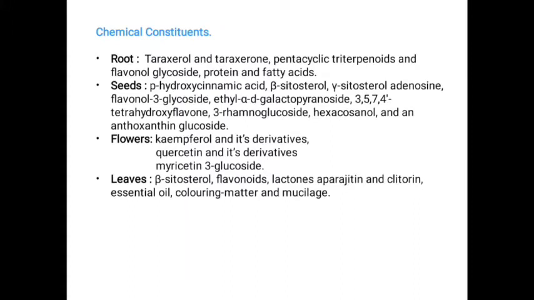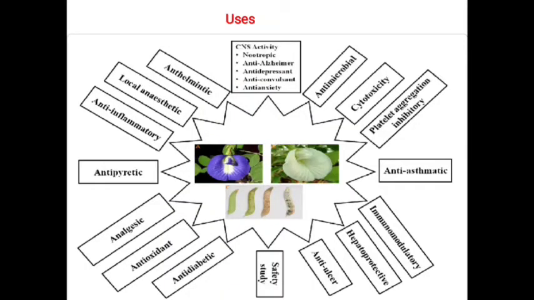Flowers contain kaempferol and its derivatives, quercetin and its derivatives, and myricetin 3-glycoside. Leaves contain beta-sitosterol, flavonoids, lactones, aparajitin and clitorin, essential oil, coloring matter and mucilage. Uses: the Clitoria ternatea plant is used as an anthelmintic, local anesthetic, anti-inflammatory, antipyretic, analgesic, antioxidant, anti-diabetic, anti-ulcer, etc.